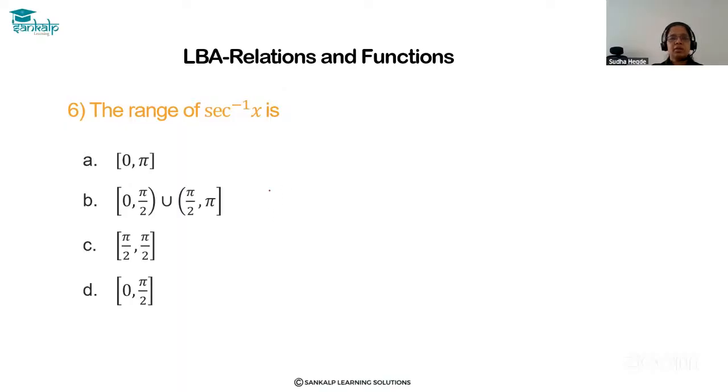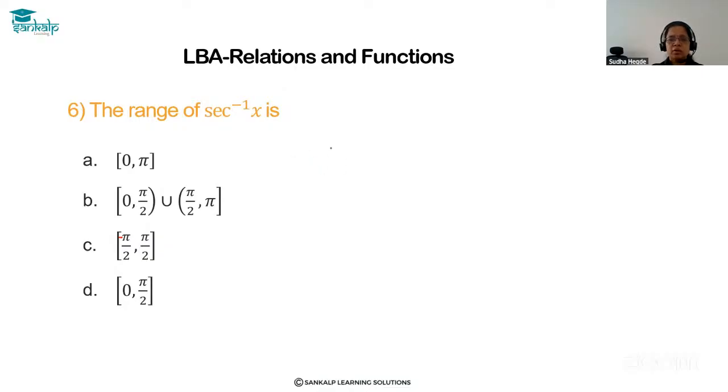Hi everyone. The question is, the range of secant inverse x is. Option A, closed interval 0 to pi. Option B, closed 0, pi by 2 open, union, open pi by 2, comma, closed pi. Next, option C is closed interval, again here it should be minus, closed interval minus pi by 2 to pi by 2. D, closed interval 0 to pi by 2. Okay.